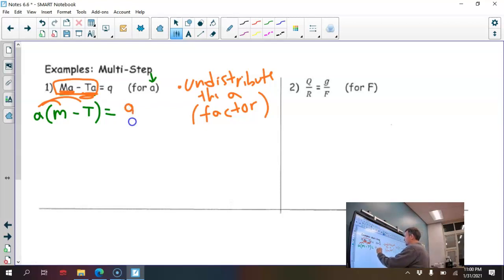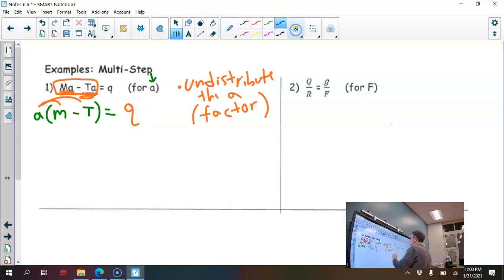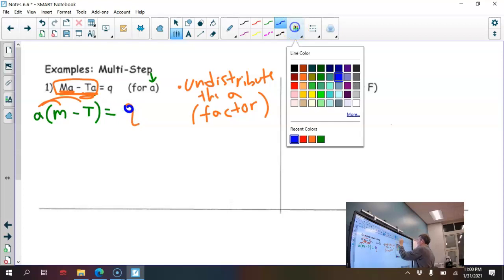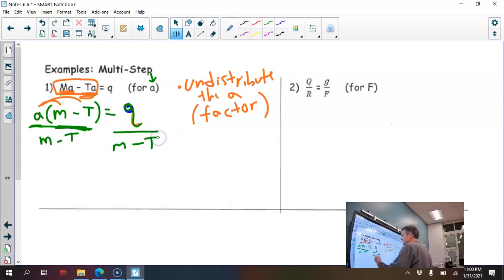And this still equals Q, right? Oh, let me go back to green. I have messed that up badly. Okay, so it still equals Q. Now, the A has been multiplied by a quantity, and so I can divide both sides by that quantity. That would look like this, and cancel it out. And I get A equals Q over M minus T.